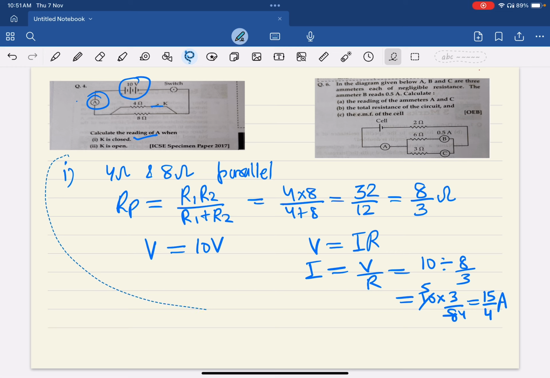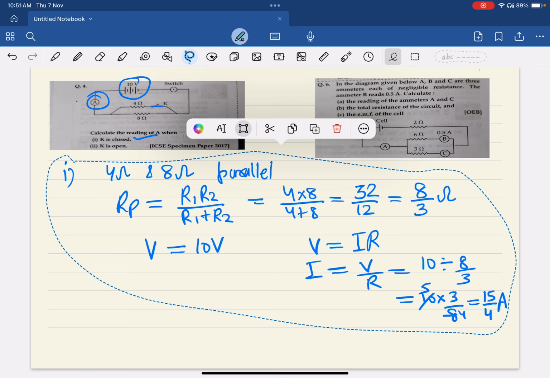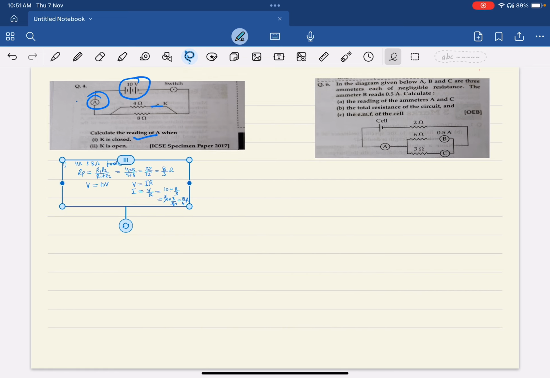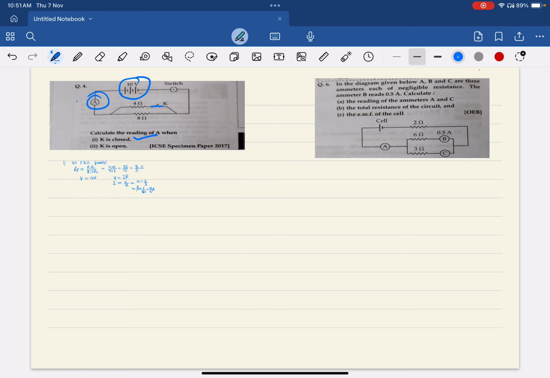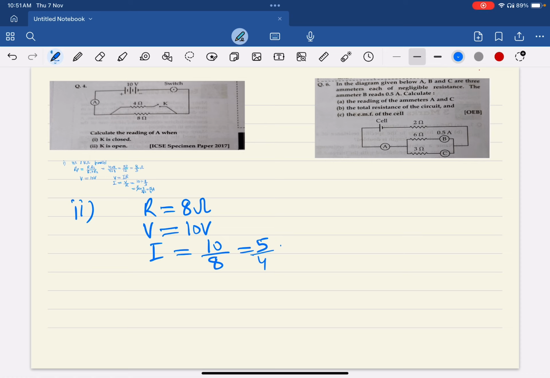Now, let us look at part 2 of this question. It says when the key is open. If the key is open, that means the 4 ohm resistor is not connected in the circuit. The total resistance of the circuit now is just 8 ohm. So when K is open, R equals 8 ohm, V is 10 volt, and I is equal to V by R, which is 5 by 4 ampere.